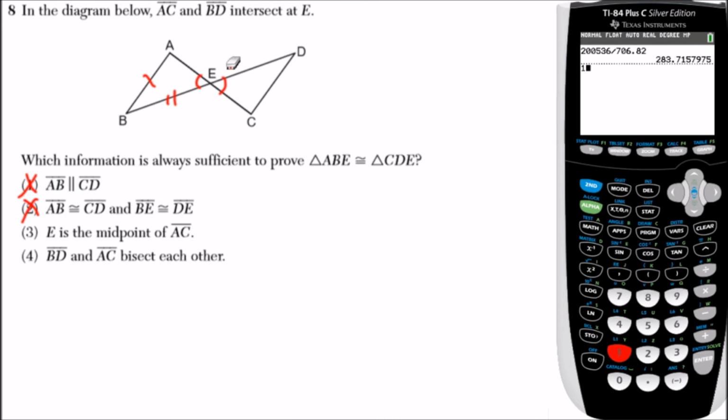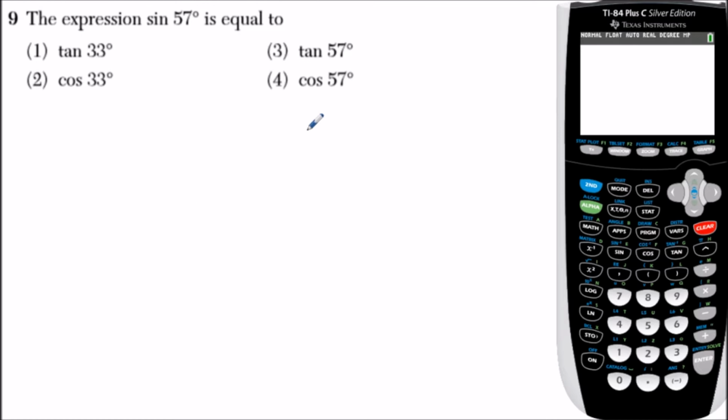So now for choice 3, we have E as the midpoint of AC, which would establish that AE is congruent to CE. This is no good because it only establishes a pair of sides and a pair of angles congruent. So this doesn't match any of our postulates for proving triangles congruent. So this one is out. So choice 4 here, and we'll see why. If BD and AC bisect each other, well, for one, we already have this label that these two would be the same. But if they bisect each other, then BE is also congruent to DE, and this would be a model for the side-angle-side postulate. So choice 4.